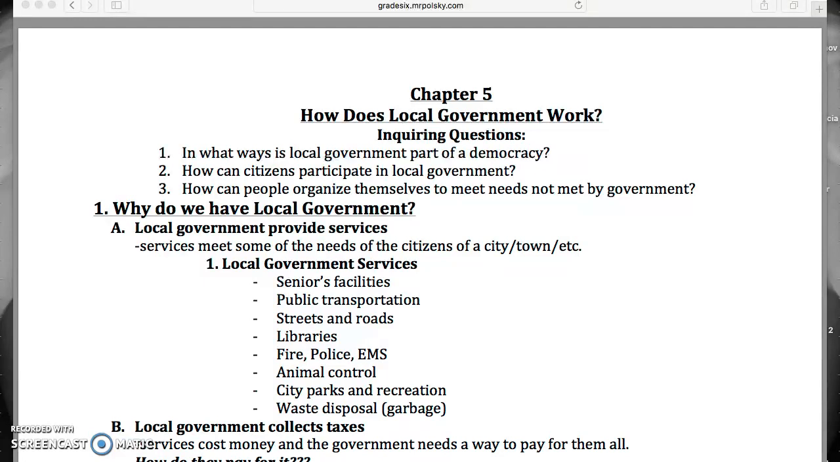The first one is, in what ways is local government part of a democracy? How can citizens participate in local government? And how can people organize themselves to meet needs not met by the government?